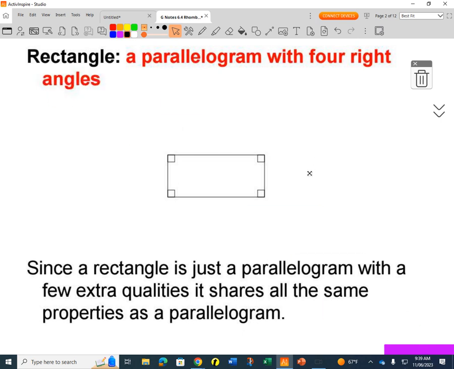There's all the qualities that we learned about last week for a parallelogram. And in addition, we know that all four angles are a right angle. We kind of mentioned that when we did our first day of parallelograms, because one of the things we said is if one angle is a right angle, then all four are right angles, right? And we mentioned that that would be a rectangle.